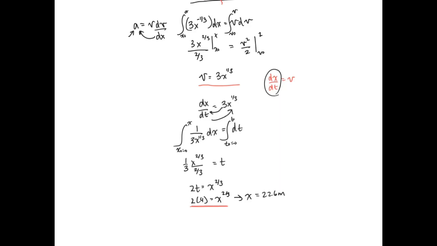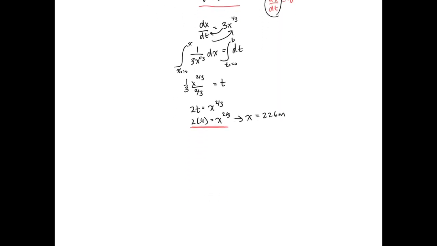But the question wasn't asking us for the position. It was asking us for the acceleration at that time. Our acceleration equation is in terms of x, so we know that acceleration is equal to 3x to the negative 1/3. If we plug this x value in, we end up with acceleration is equal to 1.06 meters per second squared when t is equal to 4 seconds.